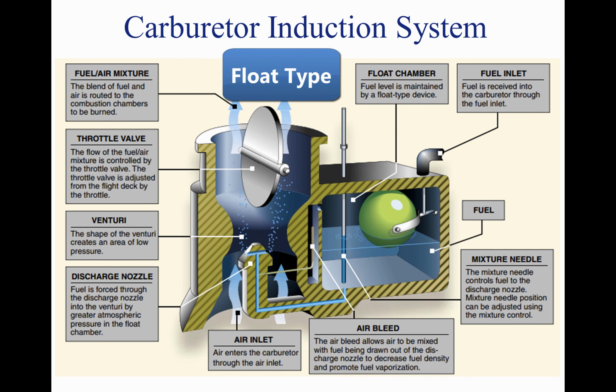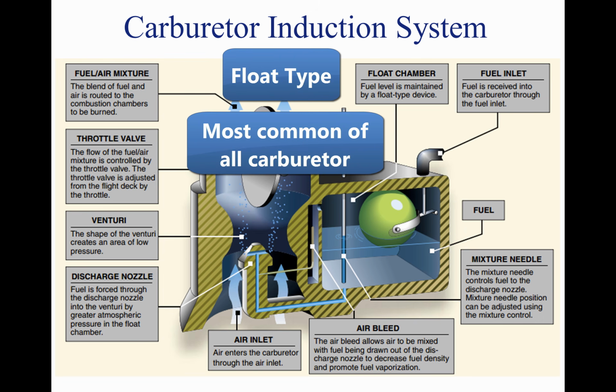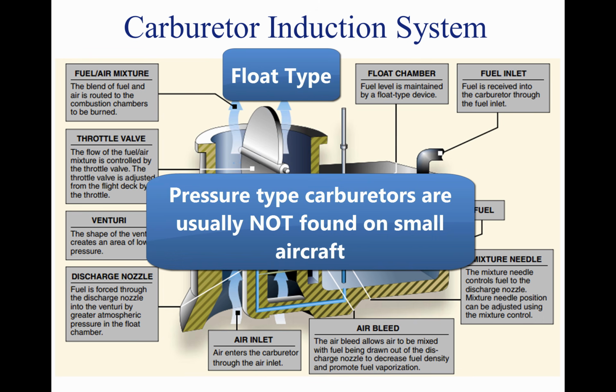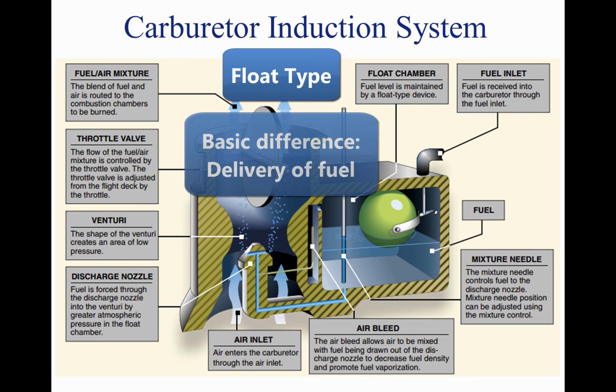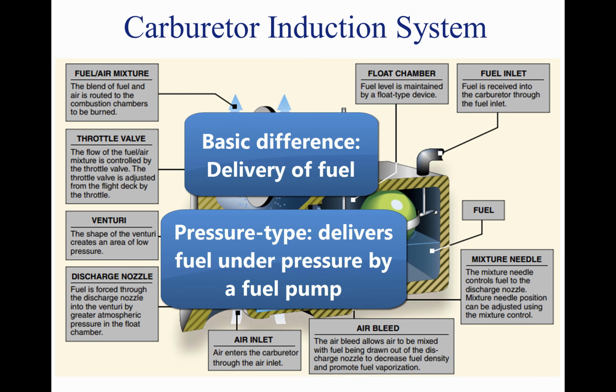The float type of carburetor is probably the most common of all carburetor types. Pressure carburetors are usually not found on small aircraft. The basic difference between a float type and a pressure type carburetor is the delivery of fuel. The pressure type carburetor delivers fuel under pressure by a fuel pump.